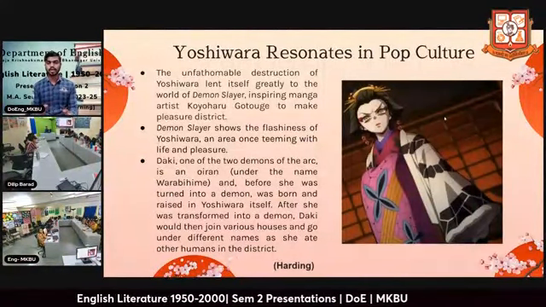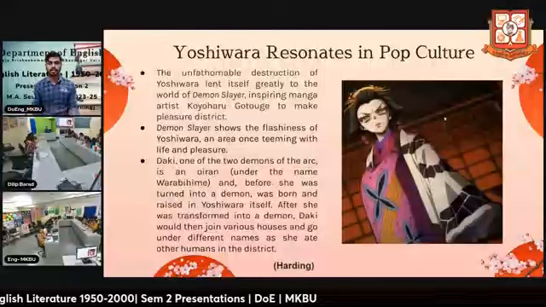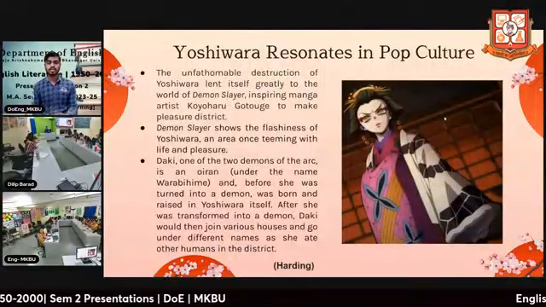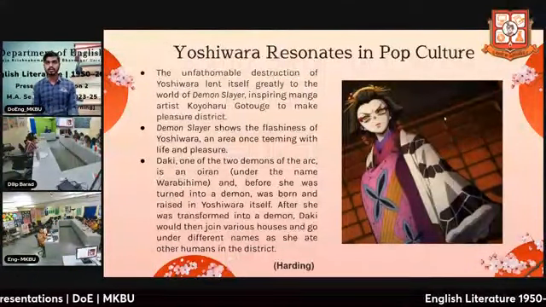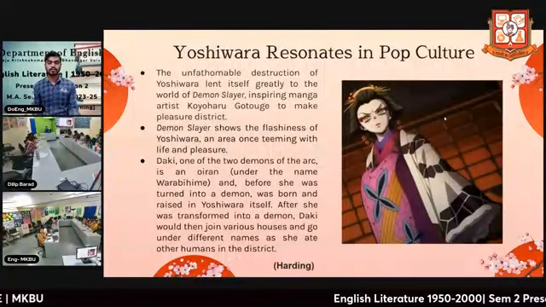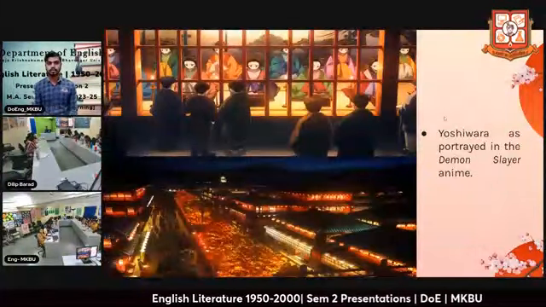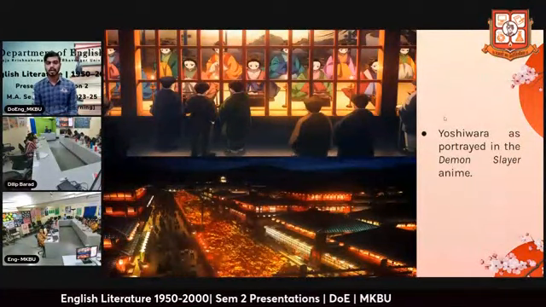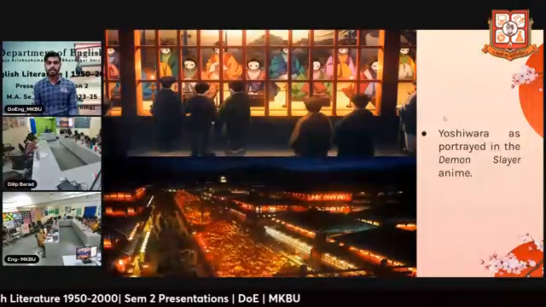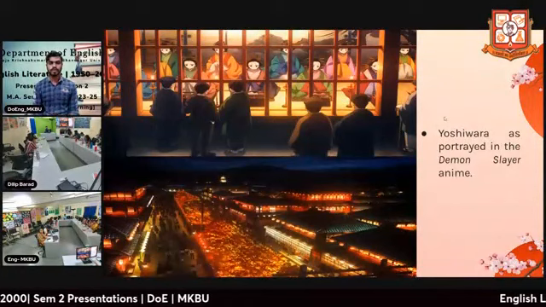Then we have one character, Daki, who is an Oiran in the series, and we can see she is offering herself to the customer, and she is going house to house. So these are some pictures from the anime where you can clearly see the flashiness of the Yoshiwara.